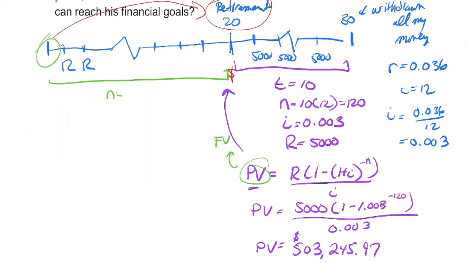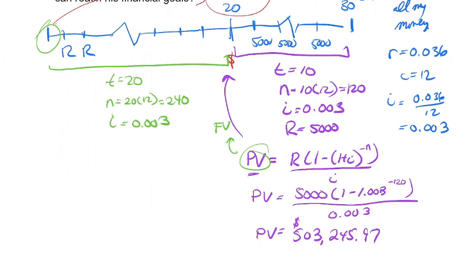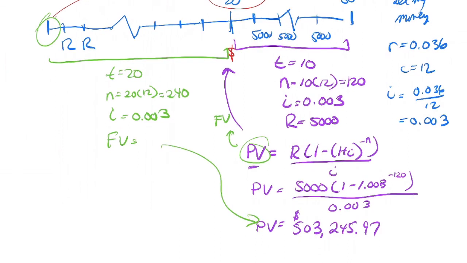So in this case, N is, sorry, let's do T first. So T in this case is 20 years. So that means N is going to be 20 times 12, which is 240. I still stays the same. And my future value in this case is this amount here. So what's our annuity formula? So digging back in, we recognize that, oops, not present value. Future value is equal to R times 1 plus I to the power of N, so all that minus 1 divided by I.